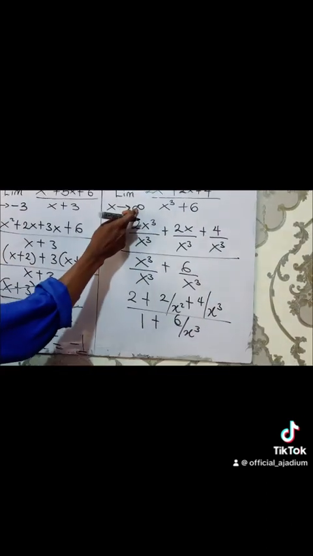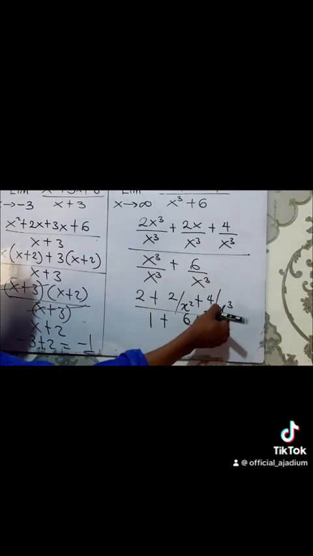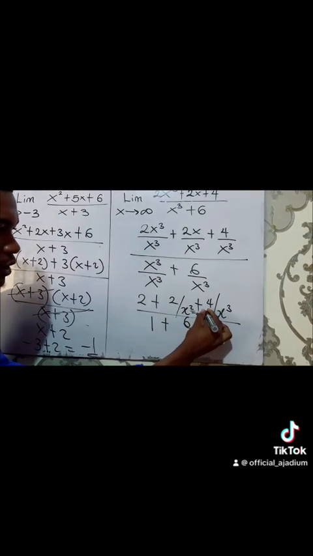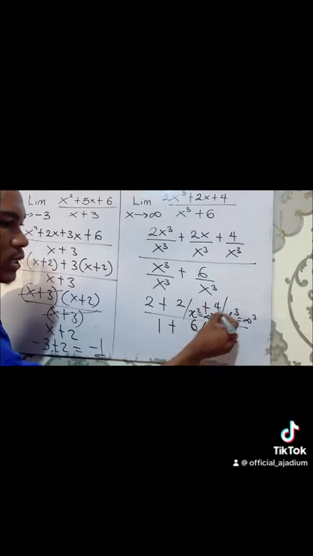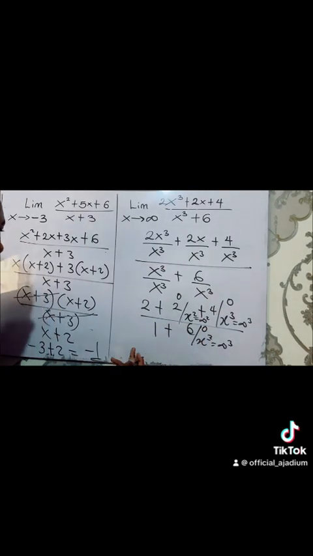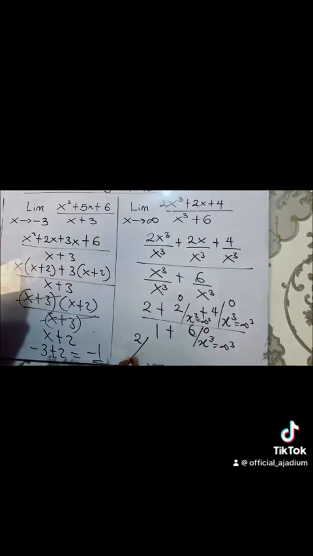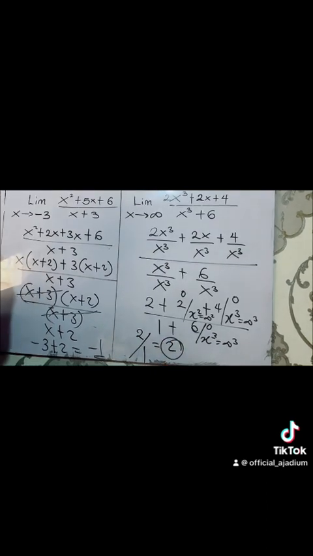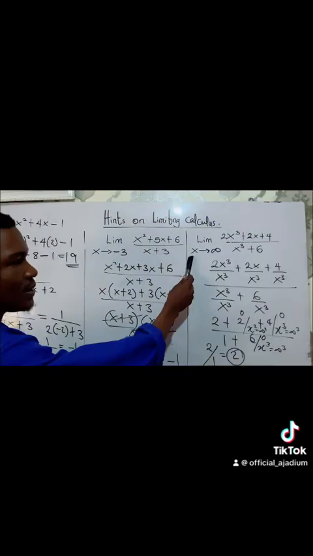Now, if I substitute infinity into this equation, all these terms with x will be equal to 0. So if I put infinity here squared, infinity here cubed, infinity here cubed, all these terms will be equal to 0. And if these are 0, it simply means I'll be left with 2 plus 0 plus 0, which is 2. And here I'll be left with 1 plus 0, which is 1. So my final answer here will be equal to 2. So that is basically how we go about that when x tends to infinity.